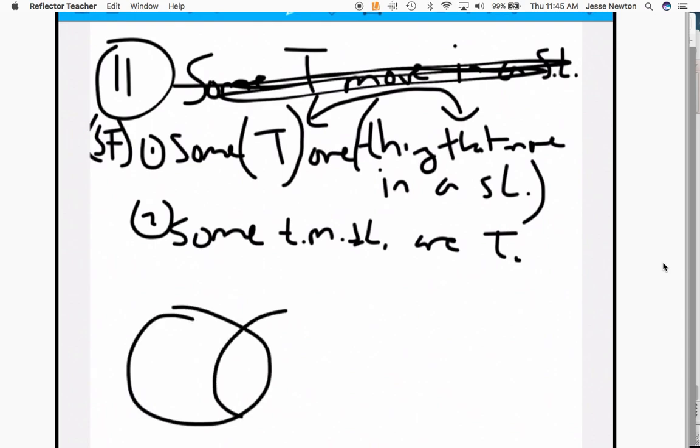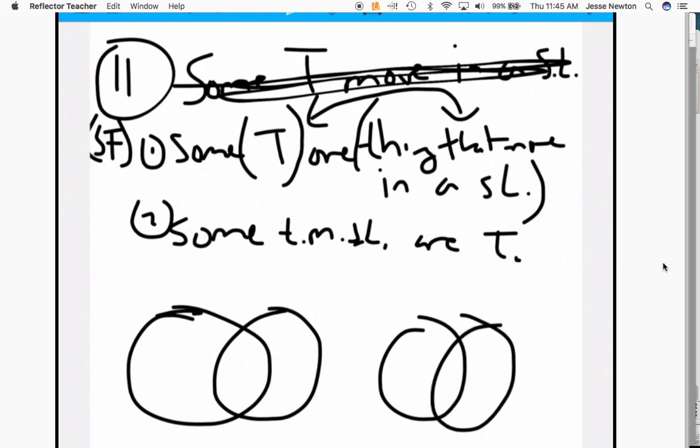But because we love Venn diagrams so much, we're going to continue drawing them. So we're going to use T to represent tornadoes, and I'm going to use SL for things that move in a straight line. So how do we show that some tornadoes are things that move in a straight line? We simply put an X right there in 2. Come down here.